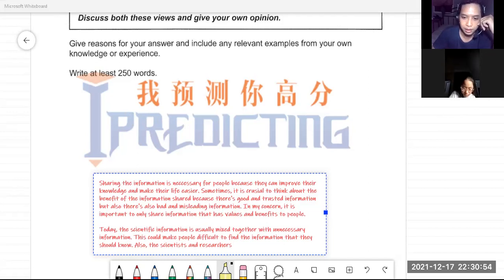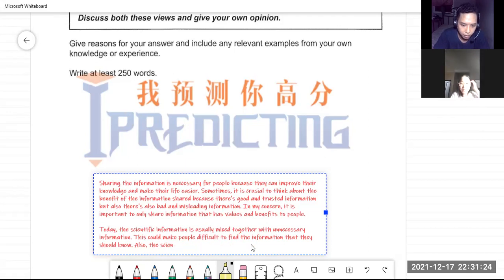So we can see here that the scientists and the researchers, we can say here, feel bad. It's usually mixed together. Or we can just add here, information they should know. Okay, this could make people find it difficult to find the information that they should know.